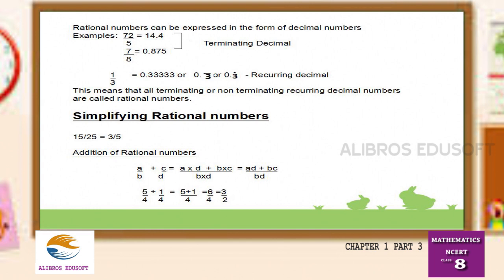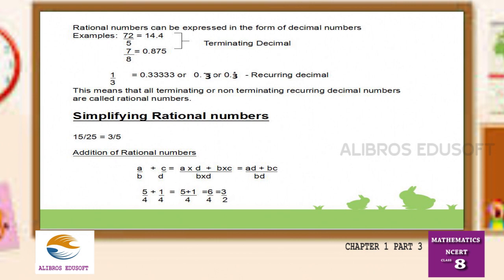How can we simplify rational numbers? Let us check. 15 by 35 is equal to 3 by 7. The rational number can be simplified into this form. For example, 15 by 25 is equal to 3 by 5.